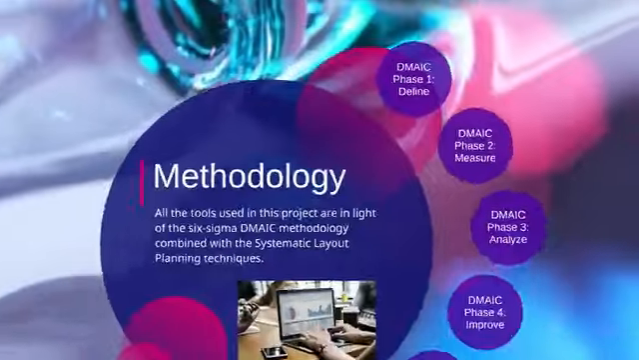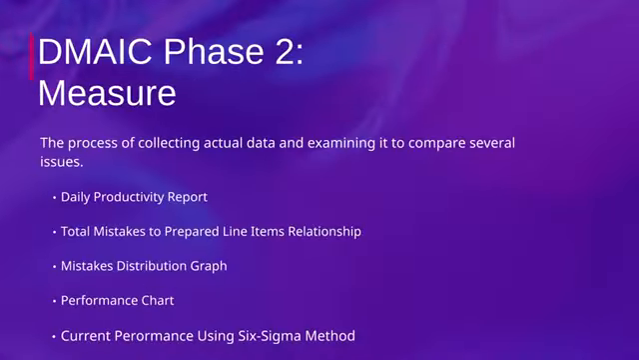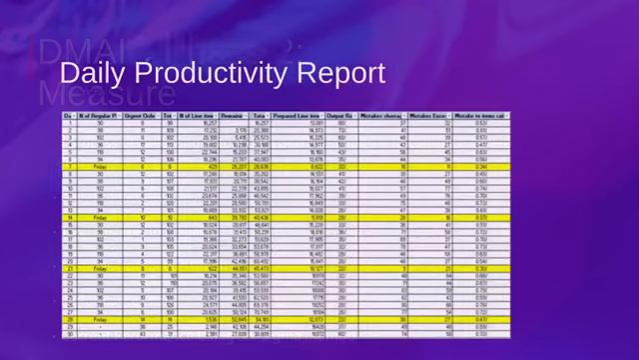Okay, this is the define phase. We are done with it. The measure phase is, of course, where we collect the actual data. So we calculated the daily productivity report of the laborers for 1 month, and we measured the total mistakes to prepared line of items. We made a mistakes distribution graph to see the distribution of mistakes, and we came up with the performance chart, and we measured the current performance using the Six Sigma method.